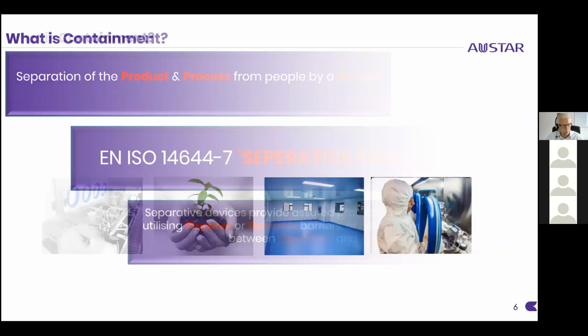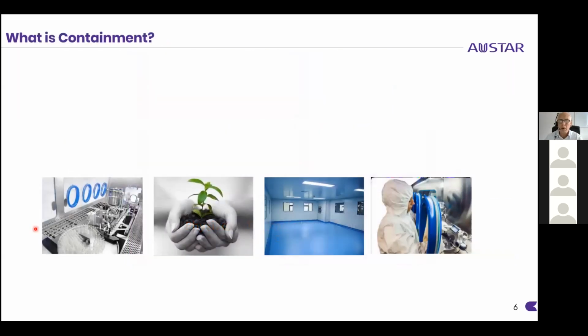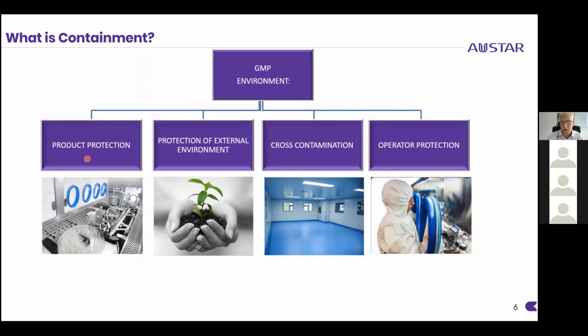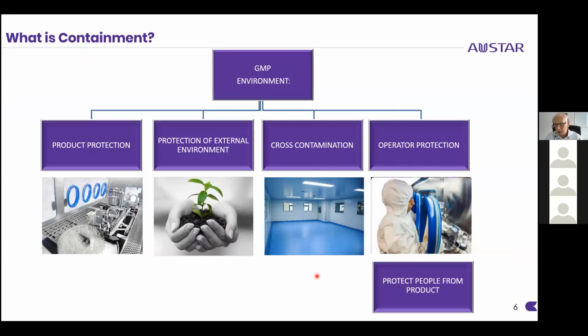So what is containment in a GMP environment? So we're looking at product protection. We're looking at protecting the environment, stopping cross-contamination, and also one of the main factors, operator protection. So we want to protect the operator from the product. So that's protecting people from the product. We also want to protect the product from people.